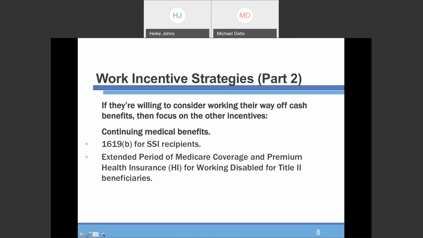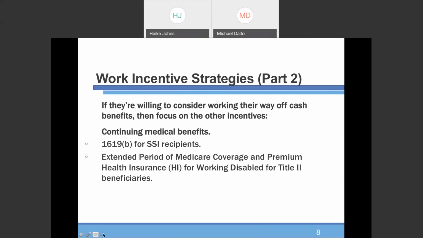Now, if a person is willing to consider working their way off cash benefits, especially if they understand that if they're earning enough from work, they could have more money without cash benefits than if they were earning less and keeping their cash benefits. Then people will certainly want to know that they can keep their medical benefits if they work their way off cash benefits. For people on SSI, it's going to be the 1619B rule that enables them to do that.